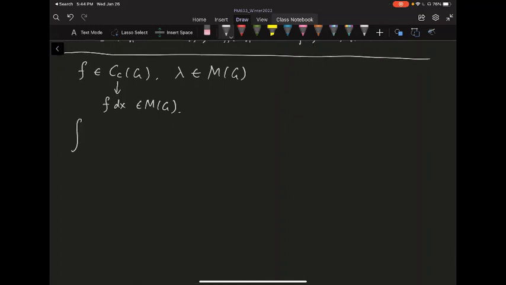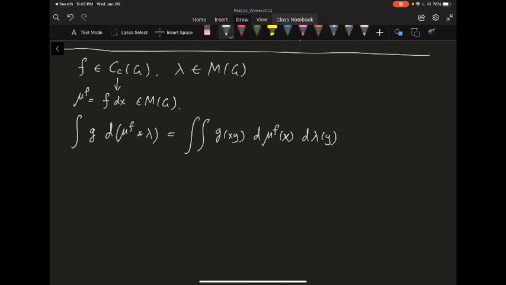So if I consider the integral of a function g inside the L1 space, and you do the convolution of this measure, let's give it a name, let's call it mu f for now. So you have this mu f, you convolve with this other measure called lambda. By definition, this is just the double integral of g of xy, you do the xy, you give x to the first one, so mu f of x, and the y goes to the second one, lambda of y.